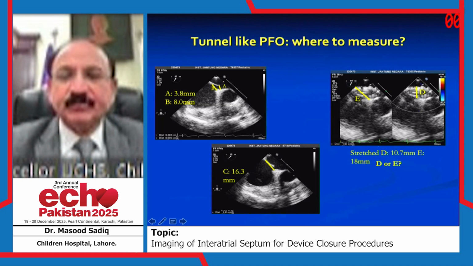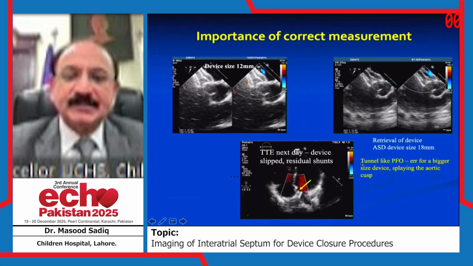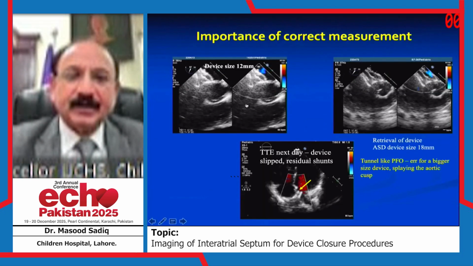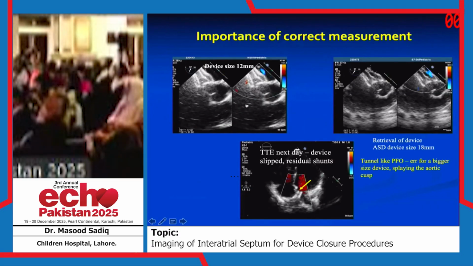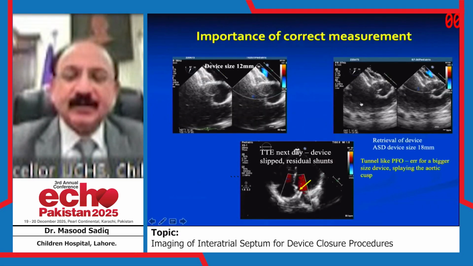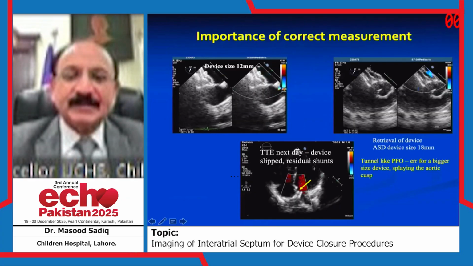But we thought that we would do a balloon here. So we do a balloon stretch. And when we stretched it with the balloon, it went up to 10.7 millimeters. So we decided to take an 18 millimeter device and close this particular defect as an atrial septal defect. You can see, and unfortunately, this device embolized.